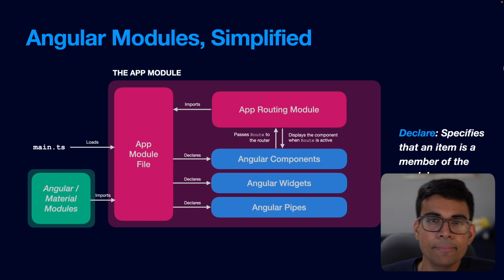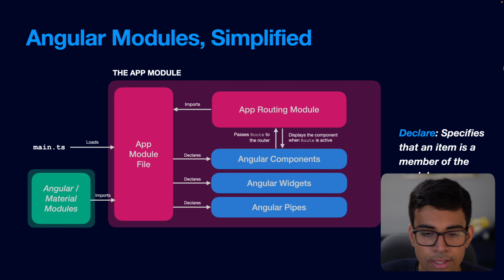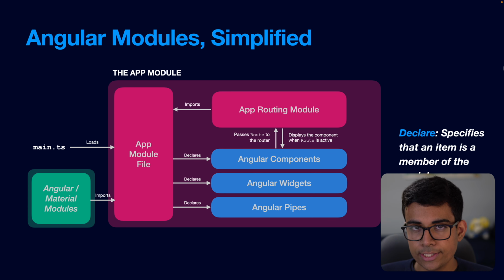And then lastly, there's something called pipes in Angular. I don't believe that we've really gotten to this yet, but it will be something in the future that we might use. Pipes are basically a fancy way to transform data, and that's also declared by modules, but you don't really need to worry about that too much for now.